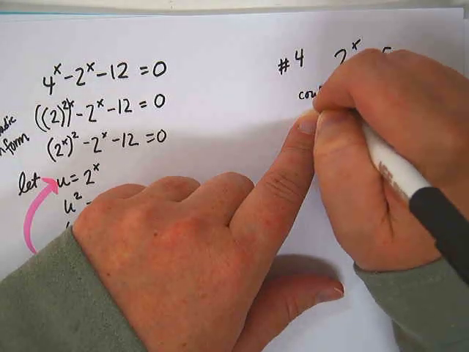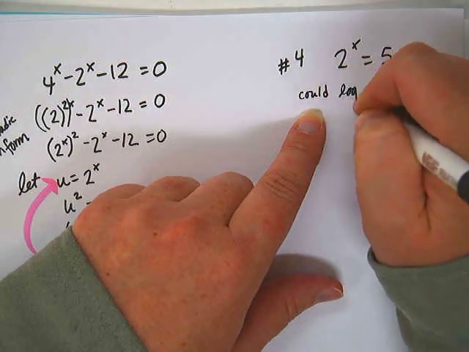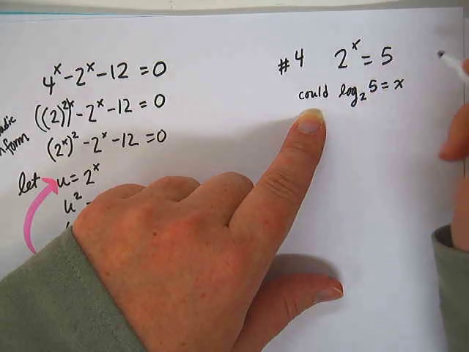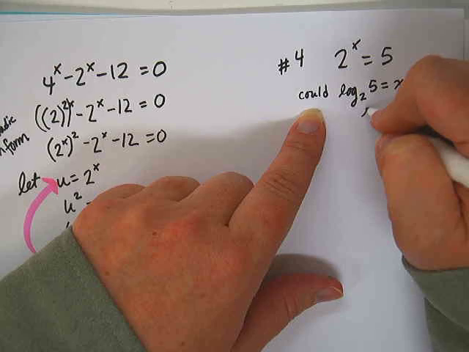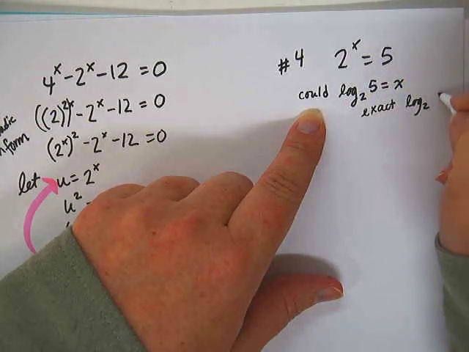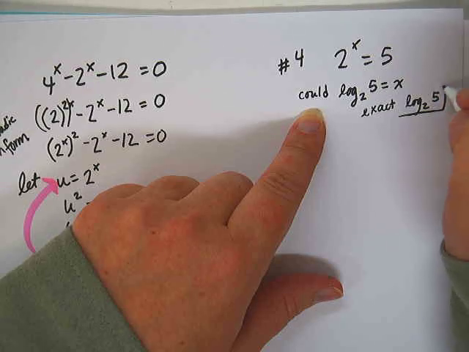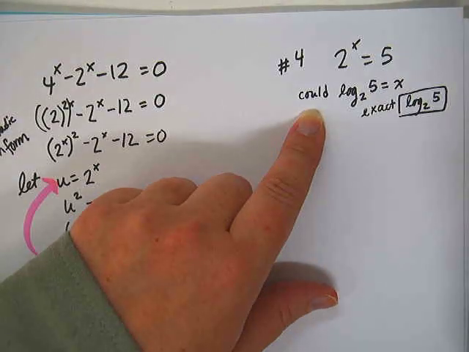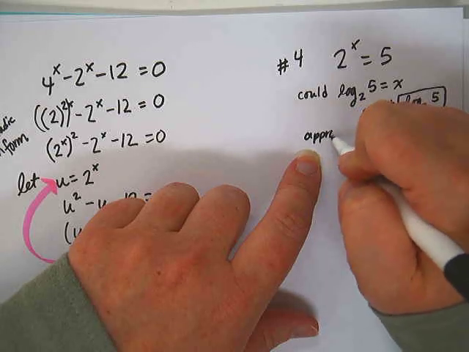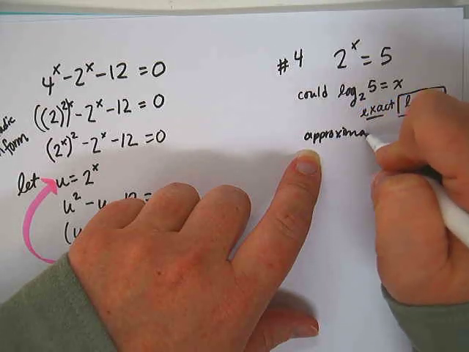So that's why I like to do this another way. Instead of changing this to log form, which I could do, I could just do this problem by saying the log base 2 of 5 equals x, and that means that x equals this thing. That is the exact answer: log base 2 of 5. Okay, so you could leave your answer like that if they want an exact answer.